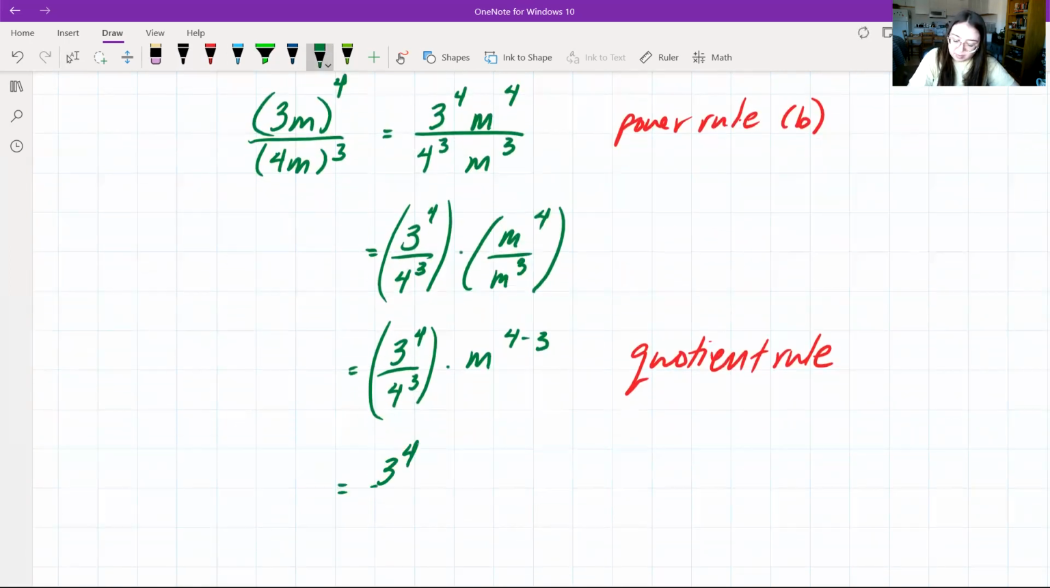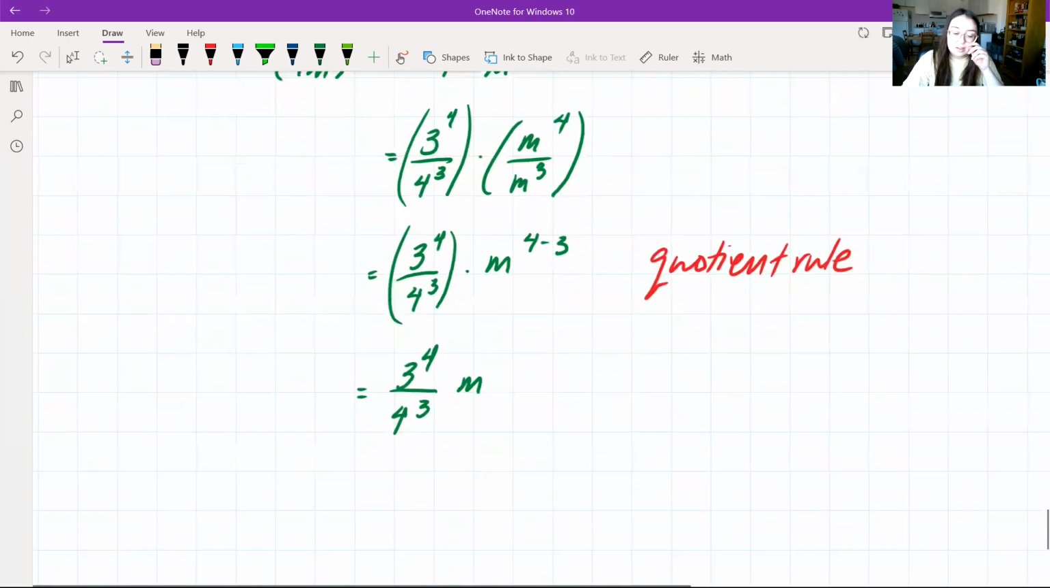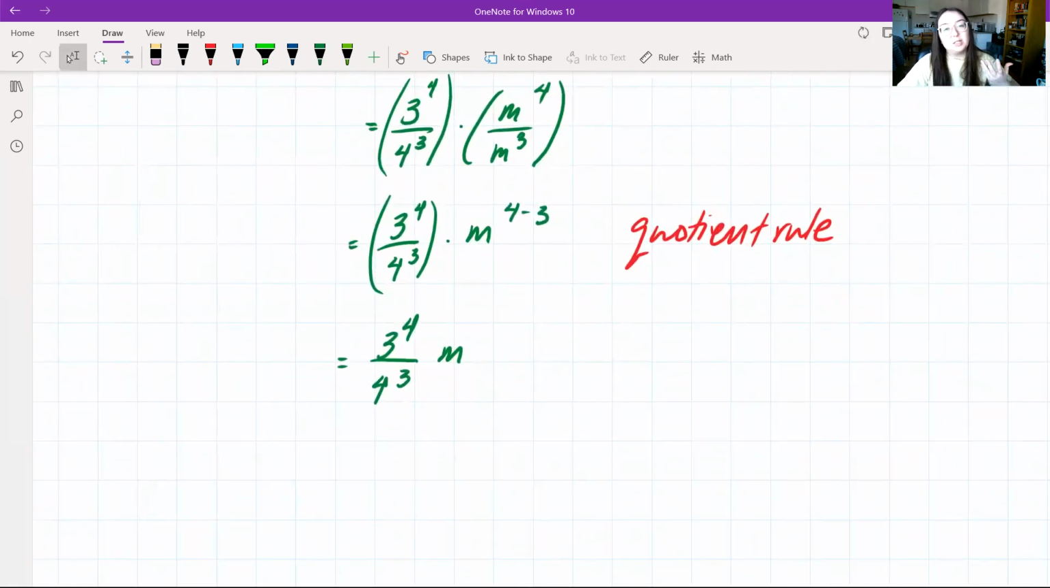So now we have 3 to the power of 4 divided by 4 to the power of 3 times m. This is technically m to the power of 1, but we normally don't write the 1, so we just have 3 to the power of 4 divided by 4 to the power of 3 times m. Which we now have constants with exponents, so we can go ahead and solve these as well.